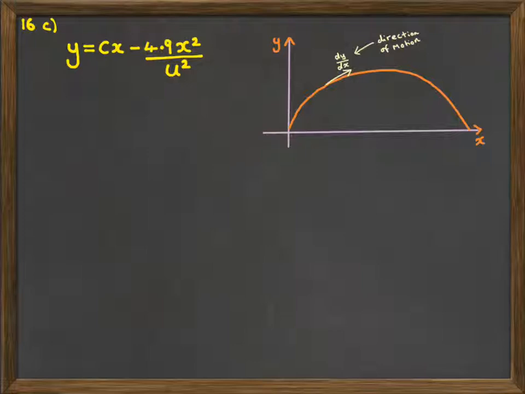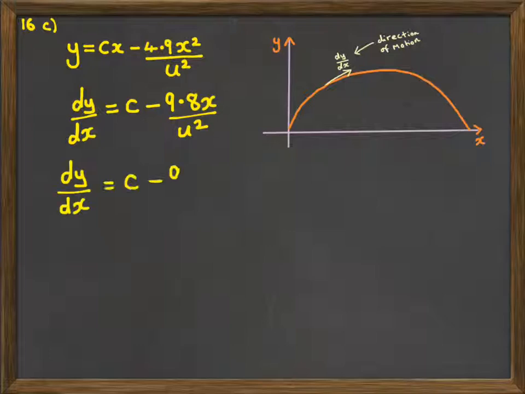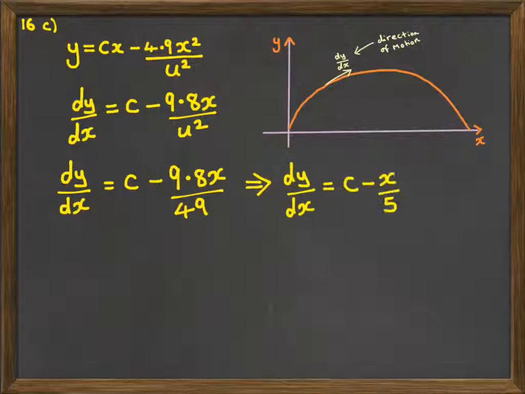And of course we know that the gradient of the tangent is dy by dx. So if we differentiate the function, we end up with dy by dx equals c minus 9.8x over u squared. Let's substitute in the value for u, which leads us to this result, and simplifying gives us that dy by dx is equal to c minus x over 5. So this will give us the direction of motion for any value of x.